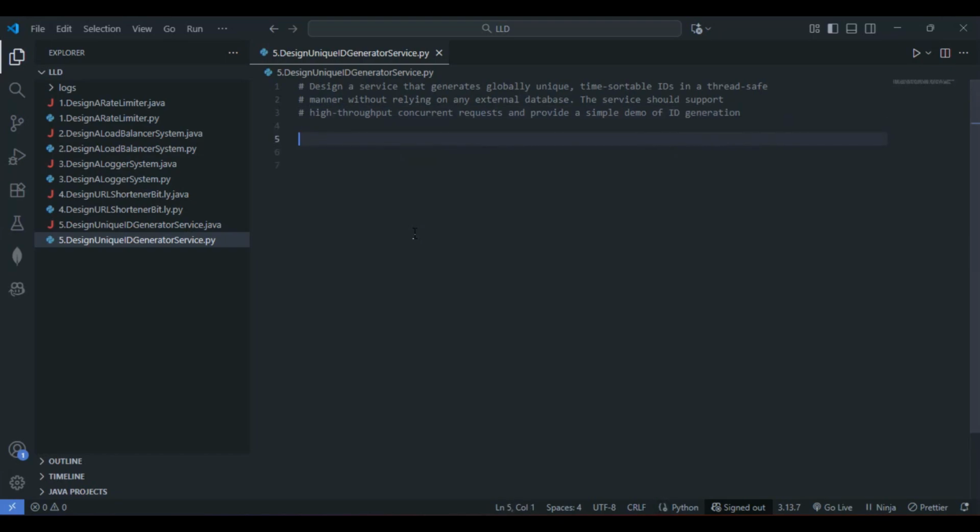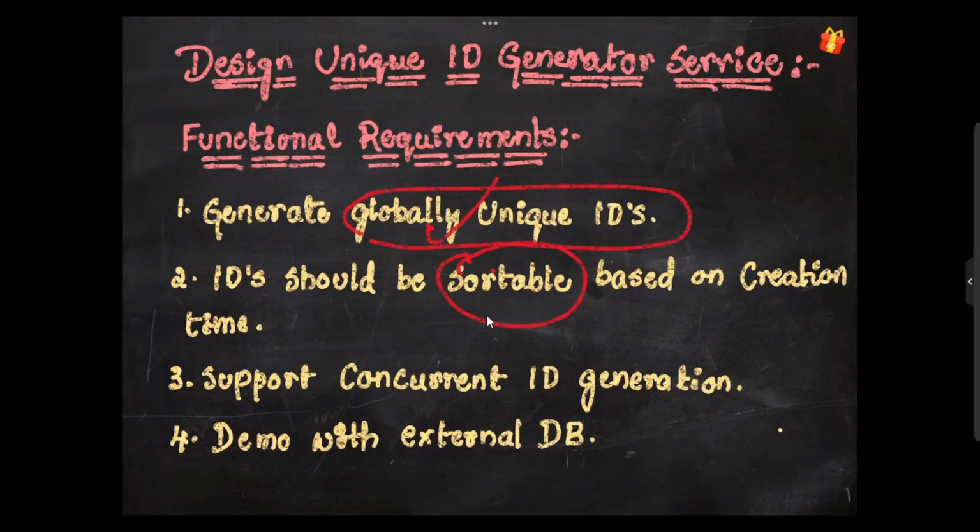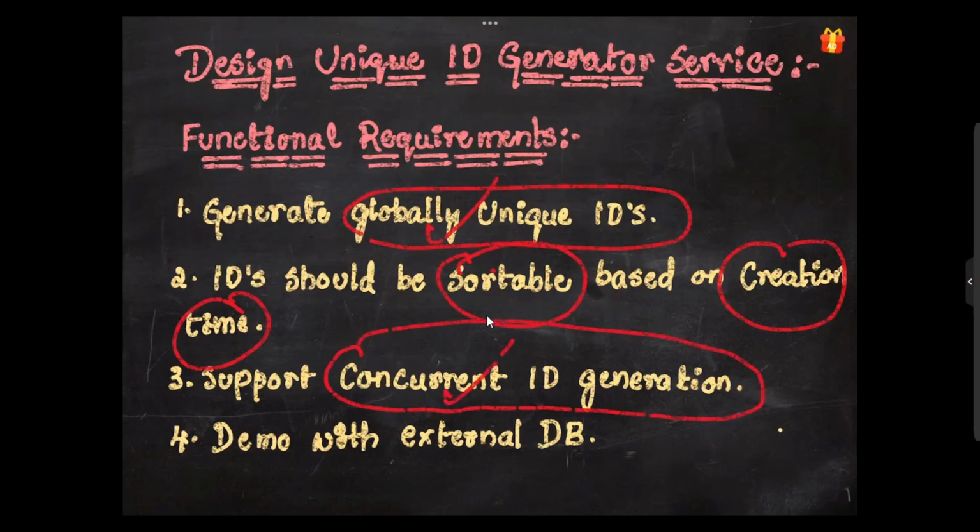Now let's collect the requirements, functional as well as non-functional, and then we can move on with the other things. First, the functional requirements. Generate globally unique IDs. This is important. Next, IDs should be sortable, based on the creation time. Support concurrent ID generation. We have to keep this in mind.